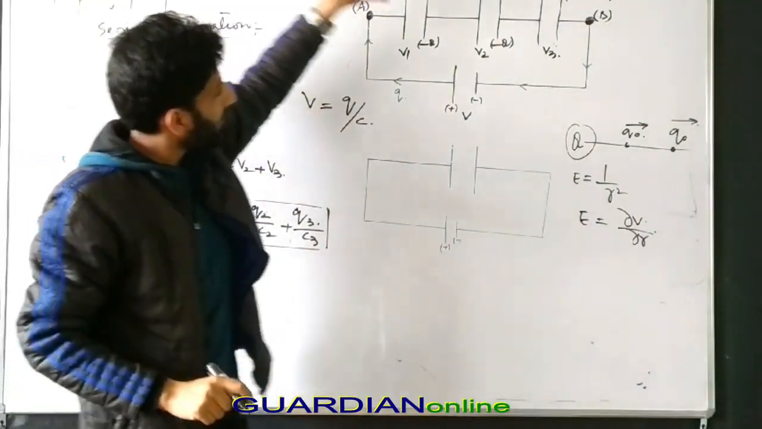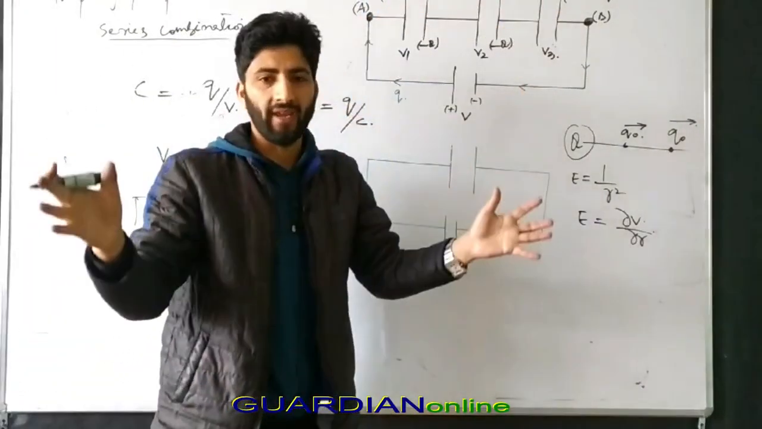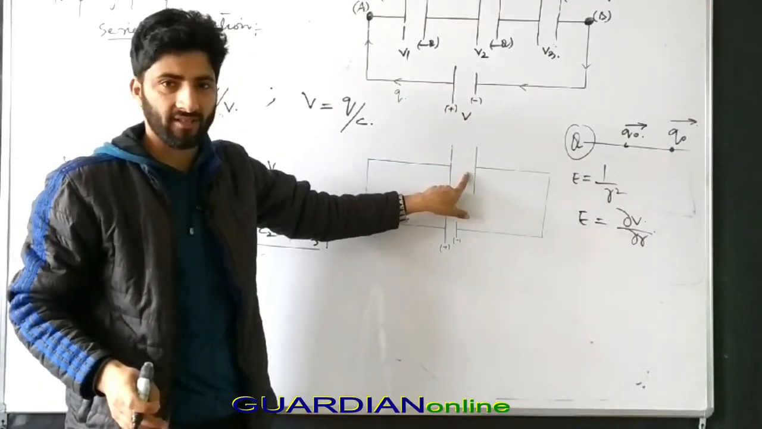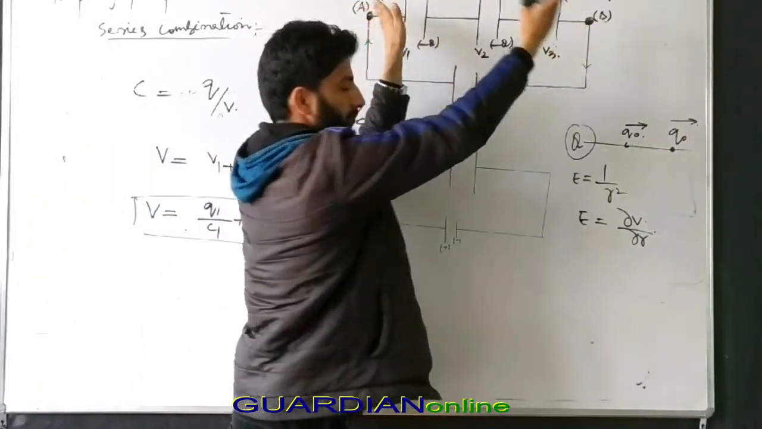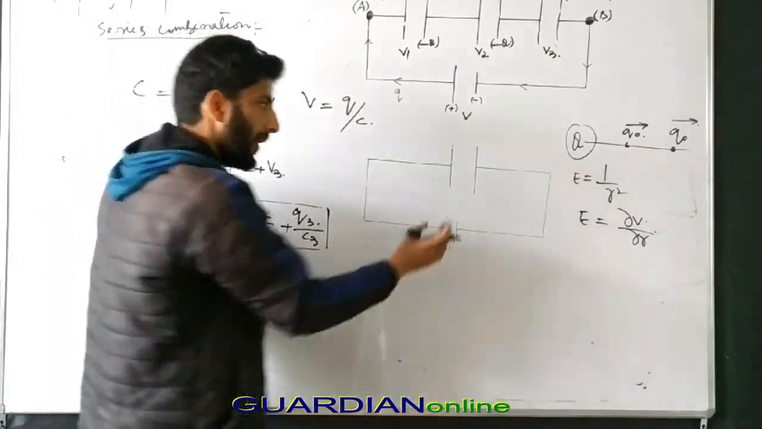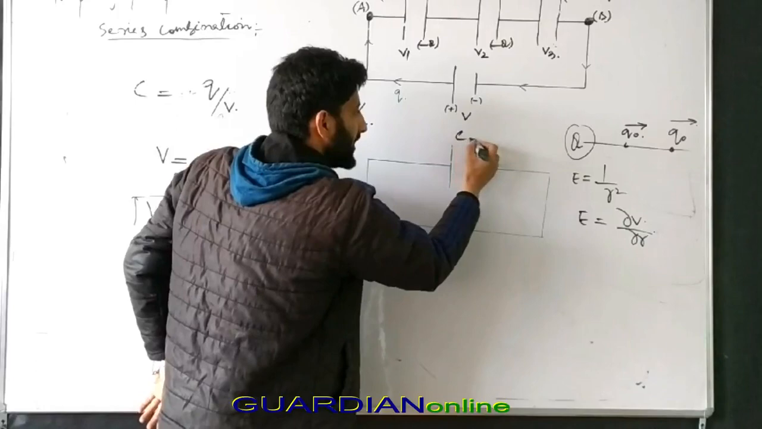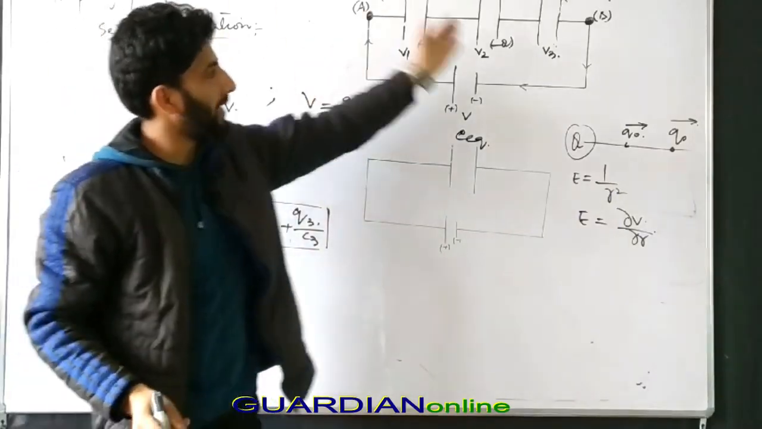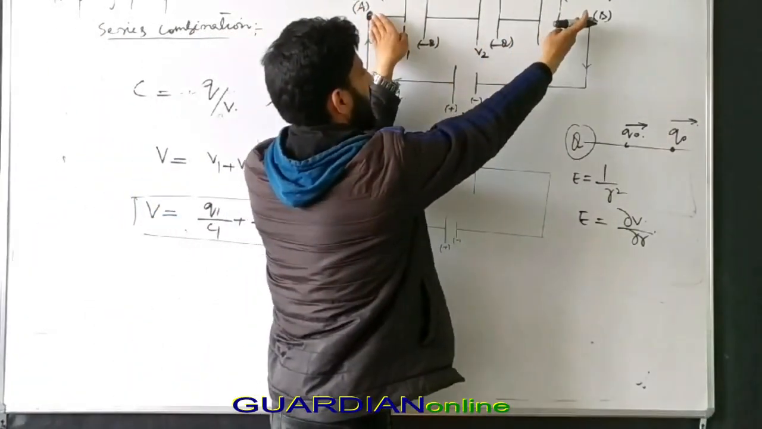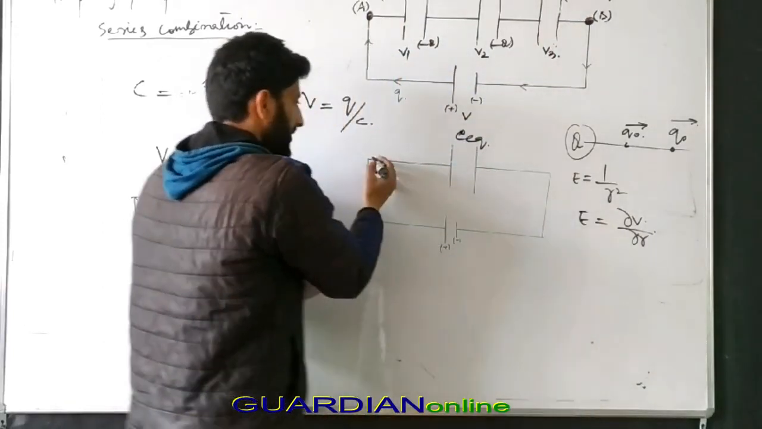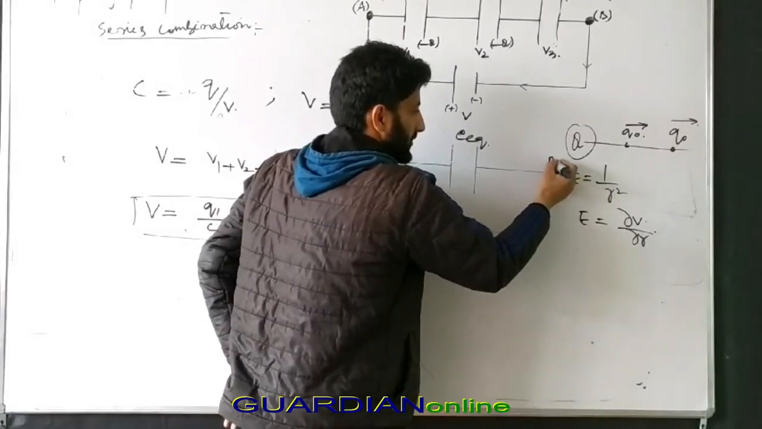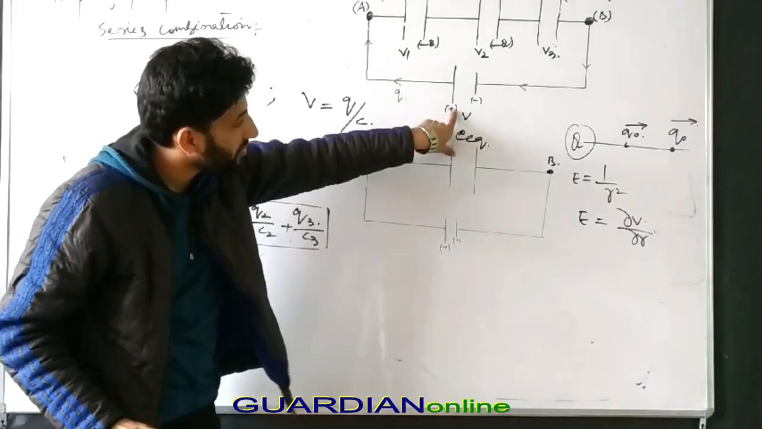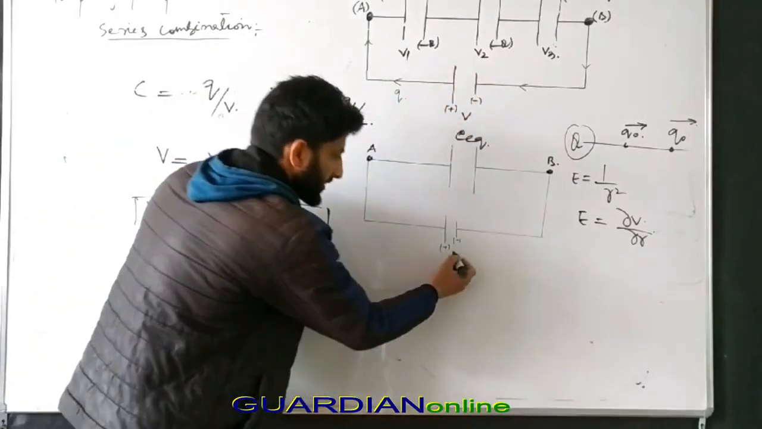For example, suppose we have capacitors C1, C2 and C3. Can we replace this whole arrangement from A to B with a single capacitor? Yes, we replace the system by a single capacitor equal to C equivalent. Between points A and B, the positive charge is the same, the negative charge is the same, and the potential V is the same.